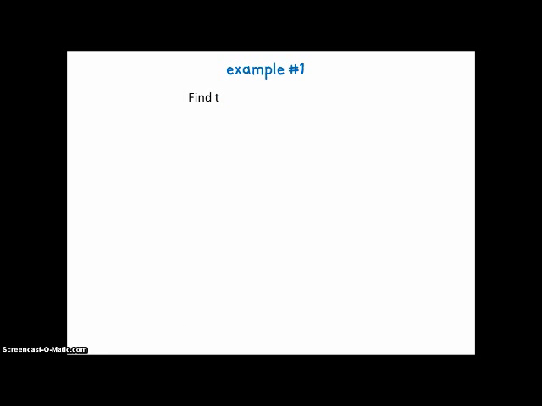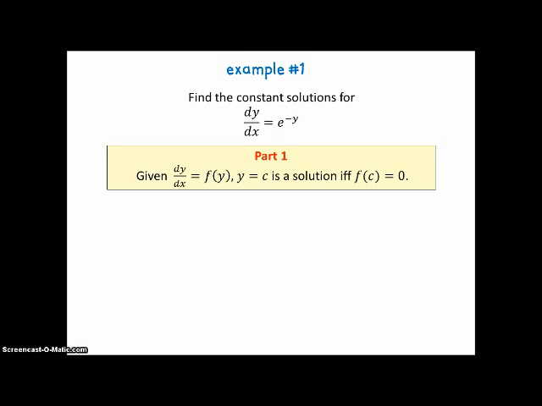Example number 1. Find the constant solutions for dy dx equals e to the negative y. Well, part 1 said that given dy dx equals a function of y, y equals c is a solution if and only if f of c is 0. So e to the negative y would have to equal 0. And remember, f is a function of y. So what y value will make this equation true? Never. So therefore, there are no constant solutions to this autonomous differential equation.